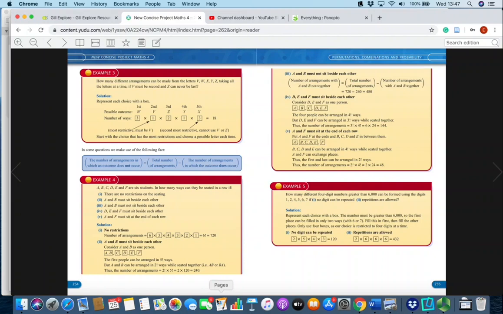I have my book in front of me just in case anybody's wondering how I can remember the sum. So let me share this with you now.